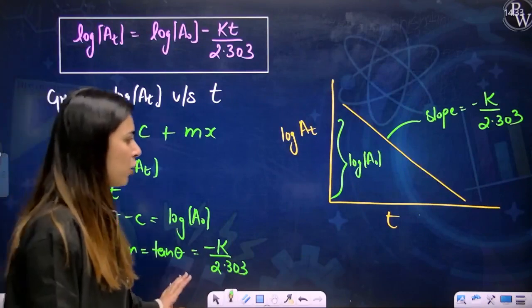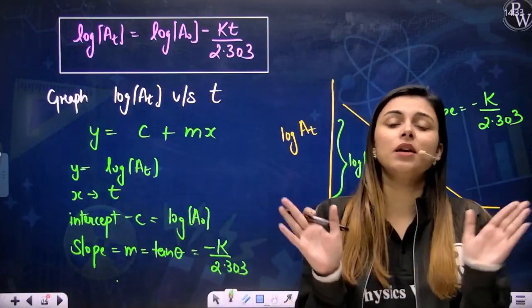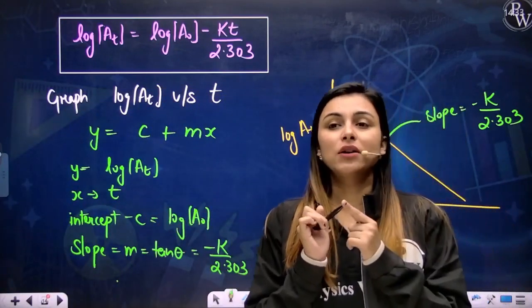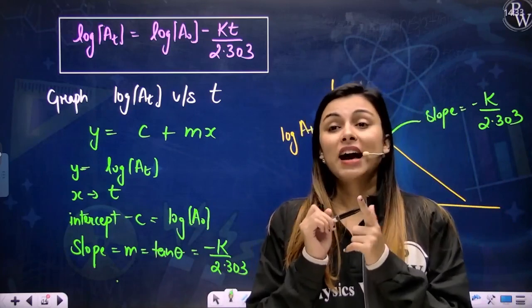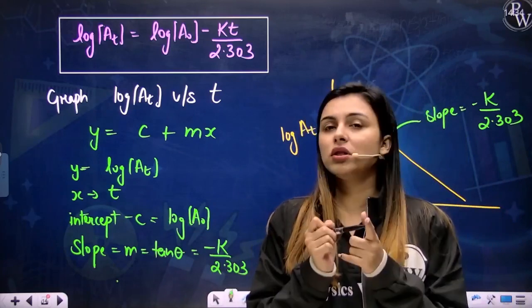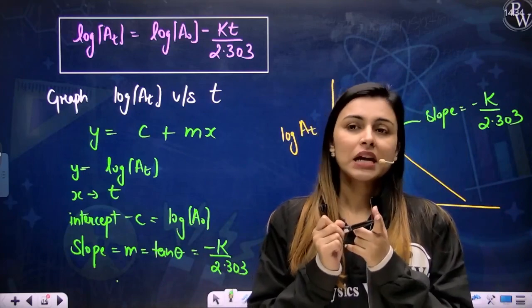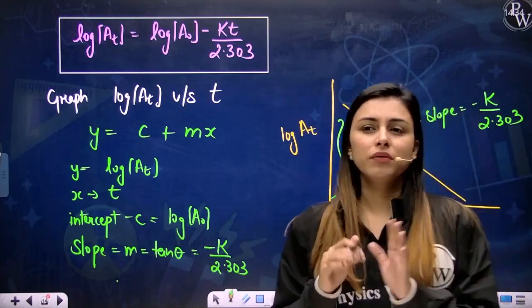Okay. I hope we have done everything about first order now. We have calculated the integrated rate law. We have tried to make the graphs of all the possible things that we could be asked. Still, if something is left, we'll cover that as well.